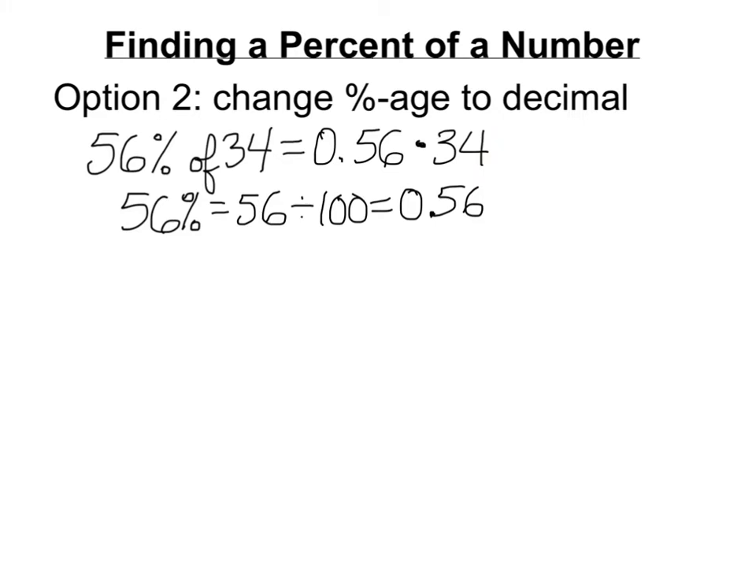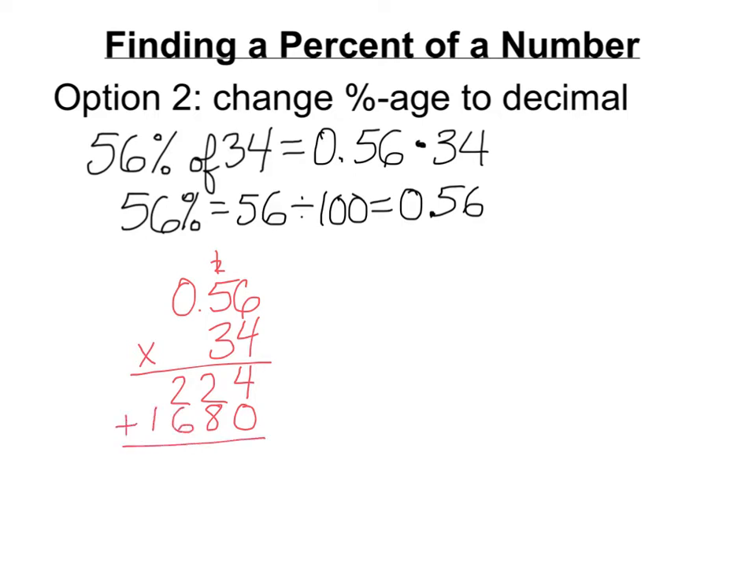So 0.56 times 34 is going to be multiplied just like a whole number. So 4 times 6 is 24, carry the 2. 4 times 5 is 20, plus 2 is 22. I'm going to ignore that 0 because if it was a whole number, it wouldn't be there. 0 down as a placeholder. 3 times 6 is 18, carry the 1. 3 times 5 is 15, plus 1 is 16. Add it up. 4 and 0 makes 4. 8 and 2 makes 10, carry the 1. 1, 2, and 6 makes 9, and then I've got a 1.